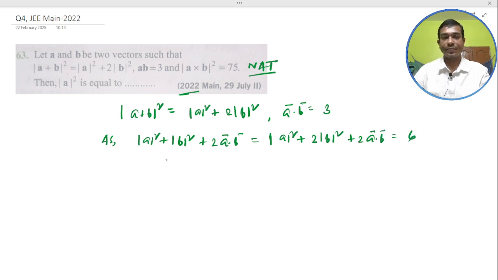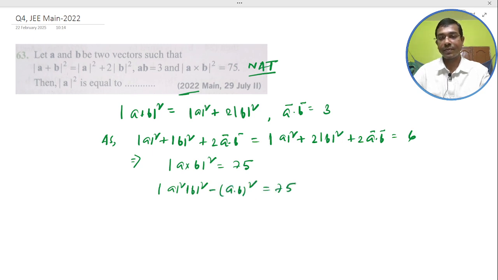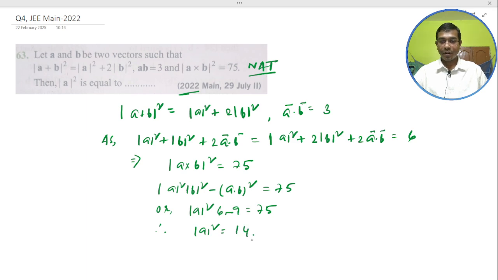This is 6. That implies that |A × B|² is 75. This is given. So it will become |A|²|B|² minus (A · B)². This is the 75. Simple. Or |A|² common, 6 minus 9, this is the 75. Therefore, |A|² will be 14. 14 would be the correct answer.